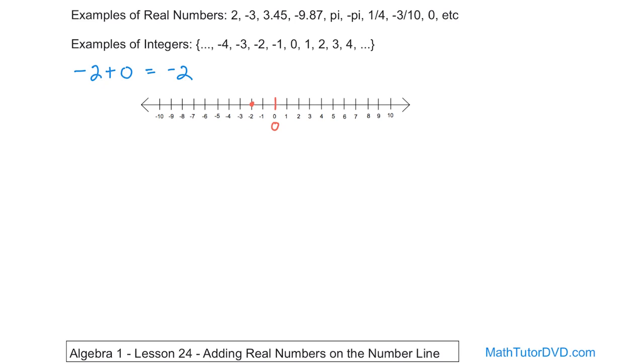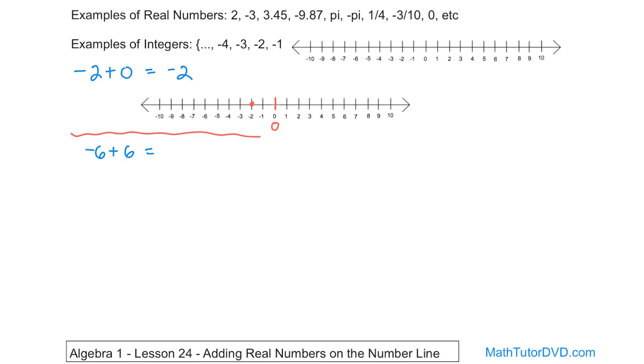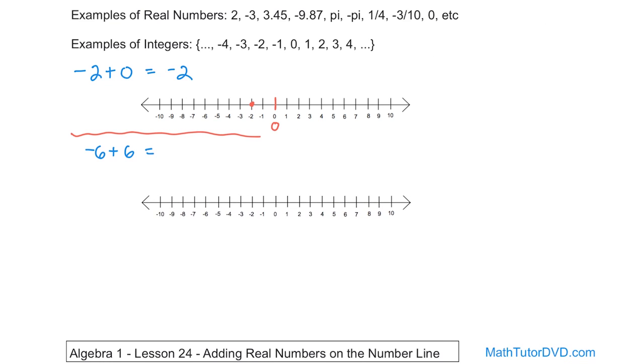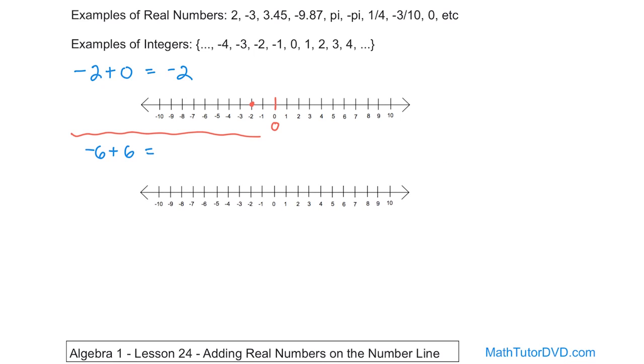So this particular example was extremely simple. That's okay, you have to start somewhere. So let's go ahead and do another one, a little more challenging. Let's say we had negative 6 and we wanted to add to it the number 6. Now, a lot of you looking at this could just tell me what the answer is, but we want to show you how to do it on a number line. So we'll drag another number line down here, and we'll see if we can figure it out.